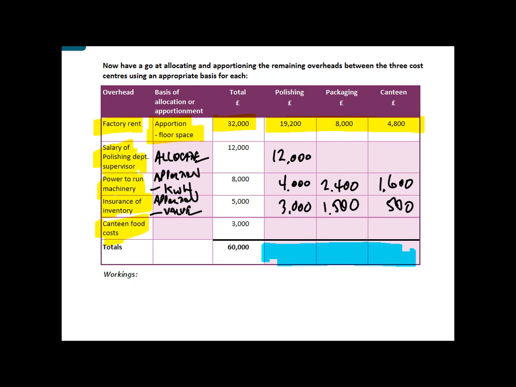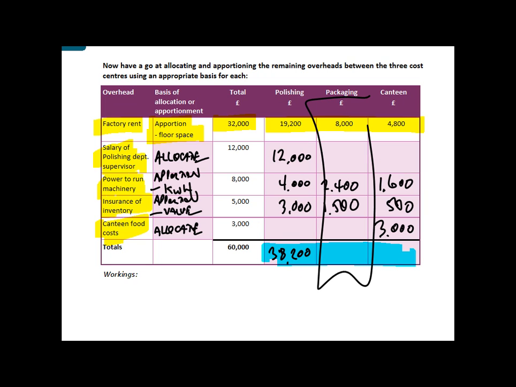We've then got the canteen food cost. Well, I think the canteen food cost presumably relates to the canteen. So I think I'm going to allocate the canteen food cost of £3,000 just straight to the canteen cost centre. And I can then go through my process of adding up the total overhead that I've now gathered into each department. So polishing will have 19,200 plus 12,000 plus 4,000 plus 3,000, which is a total of £38,200 worth of overhead going to polishing.